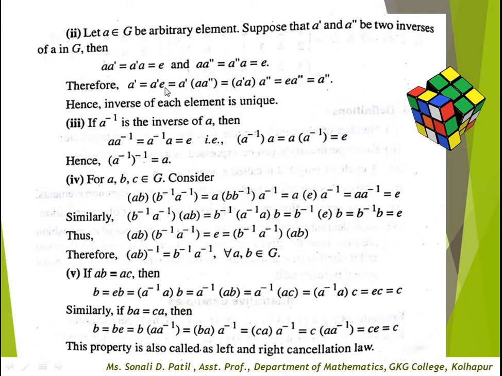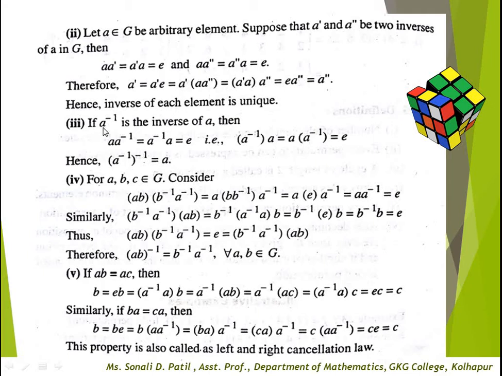What is the value of e? Here the value of e is a a double dash. So here we can put the value of e as a a double dash. Now we can change the bracket by using the associative property: (a dash a) a double dash. What is the value of a dash a? It's e. So here we can take e a double dash is equal to a double dash by using the identity property. Hence the inverse of each element is unique.